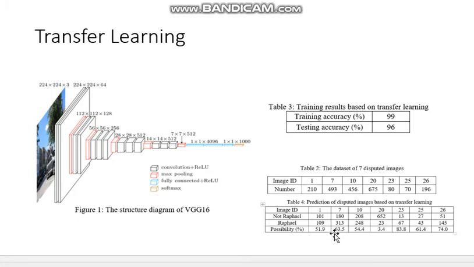Also we get probabilities for the other images. If we set the threshold at 60, we can see image 7, image 23, image 25, image 26 can be regarded as real Raphael paintings, while image 1, image 10, and image 20 are not Raphael paintings.